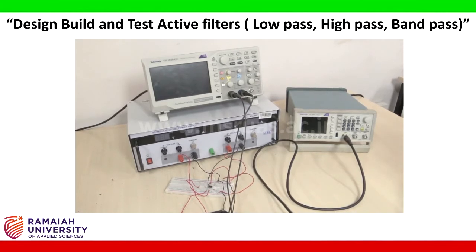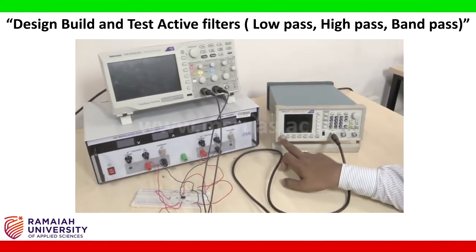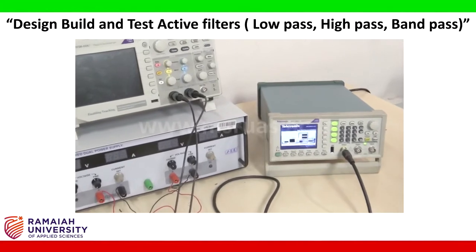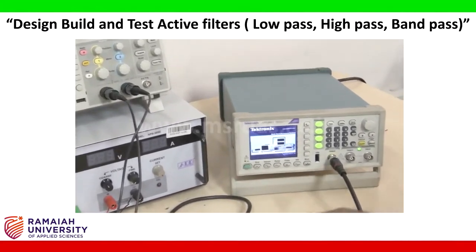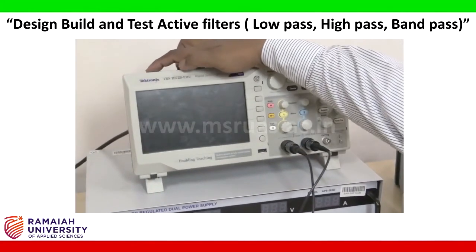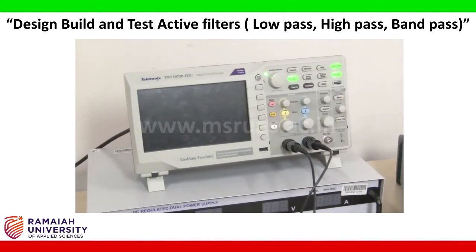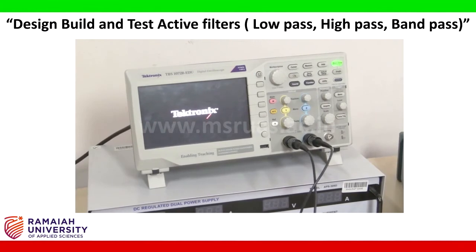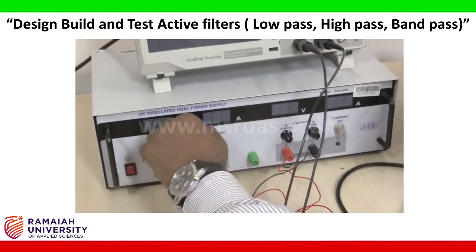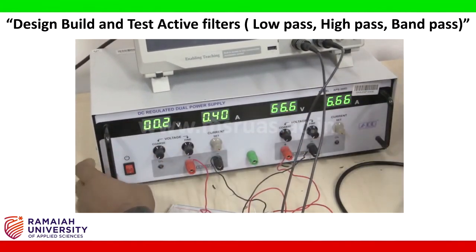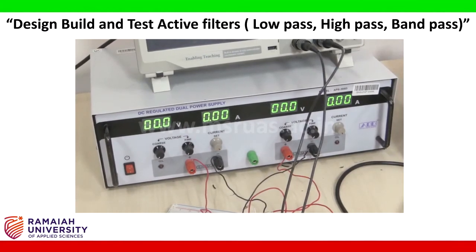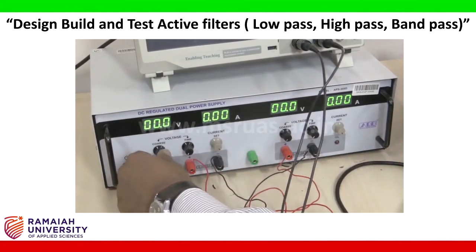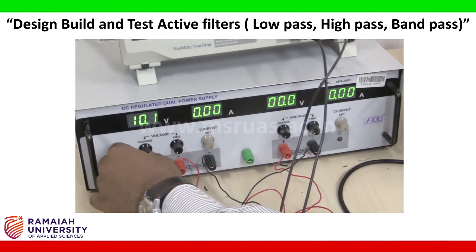To check, we need to switch on the input signal generator as an input for the circuit. Now I am going to switch on the digital oscilloscope as output for the circuit, and switch on this DC regulated dual power supply. You set the value of the DC regulated power supply to 12 volt in both the terminals.